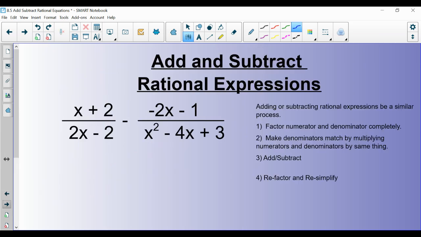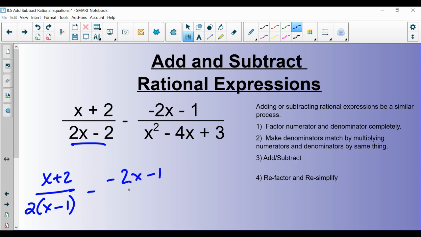In our last problem for the first part of this lecture, great opportunity for you guys to pause it here and see how you do. I'm going to start by factoring my denominators, and this denominator can be factored. So my numerator is still x plus 2, but my denominator I can factor out a 2. I'm going to be subtracting again, negative 2x minus 1. My denominator here can also factor, and this will factor into x minus 1 and x minus 3.